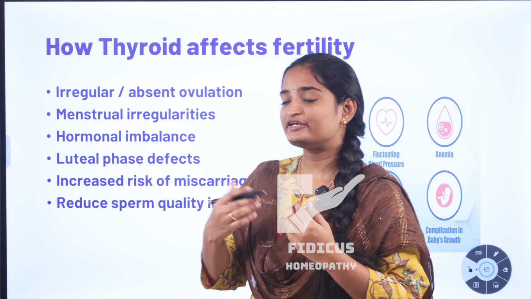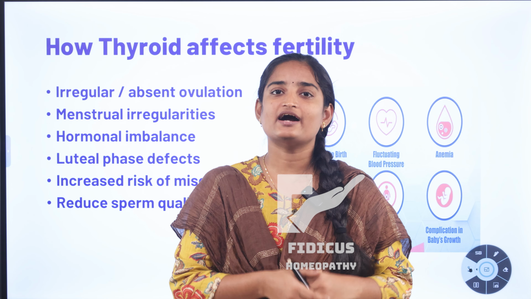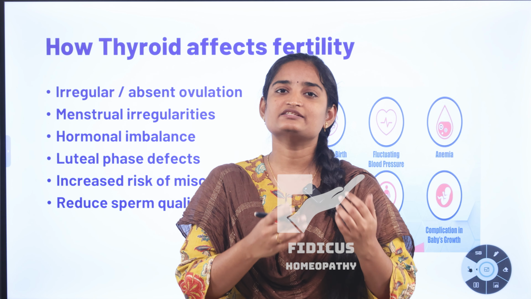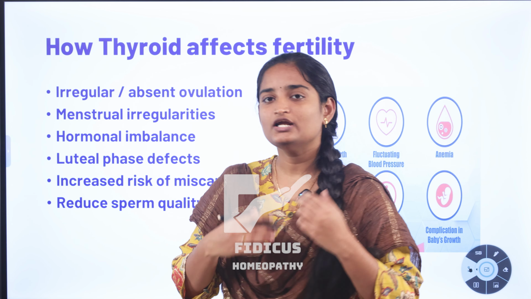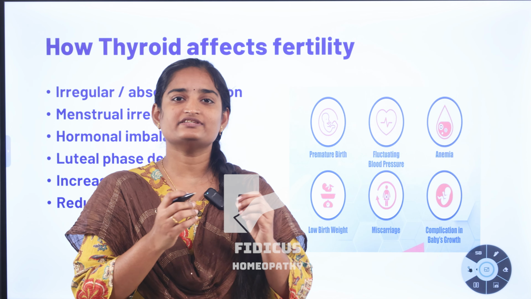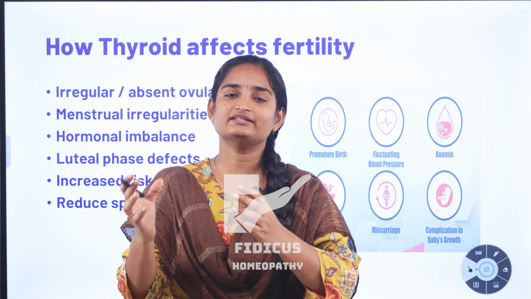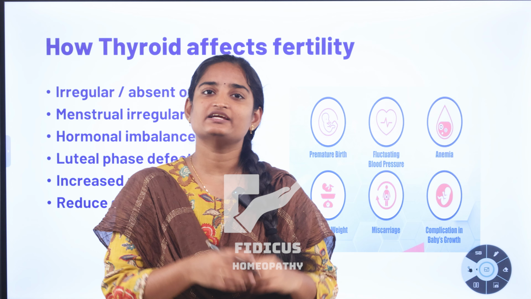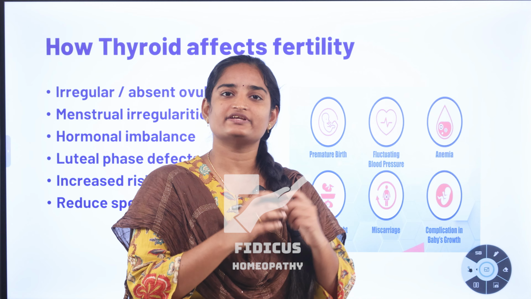The other one is menstrual irregularities, meaning heavy or irregular bleeding and also sometimes scanty or absent periods. These may also disturb normal fertility outcomes. The other one is luteal phase defects. The luteal phase is the last phase of the menstrual cycle. This phase is essential to maintain implantation and also helps in the continuation of the pregnancy. When there is disturbance in thyroid hormone, it results in luteal phase defects.